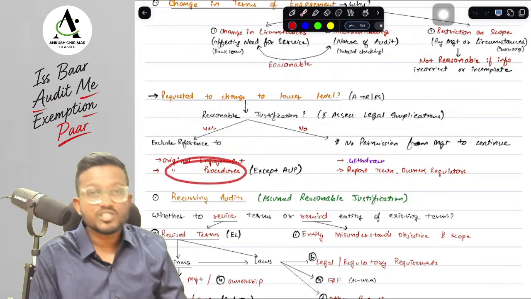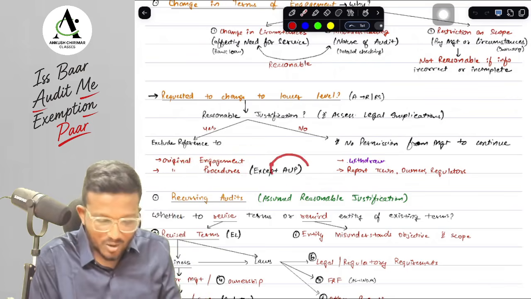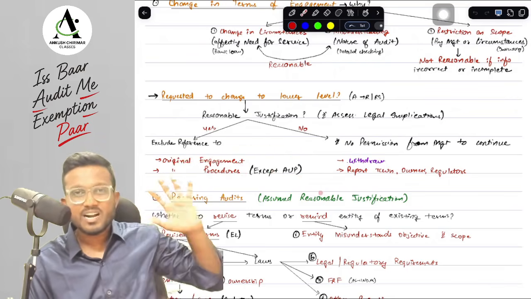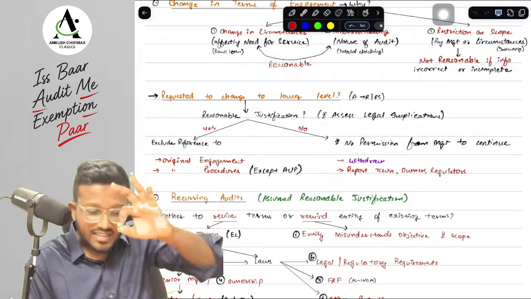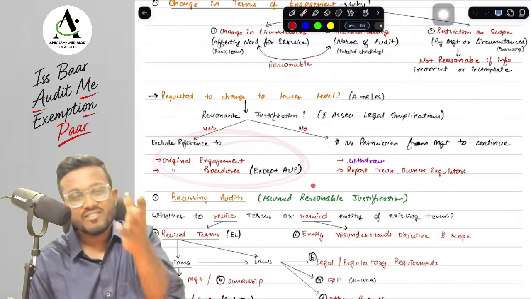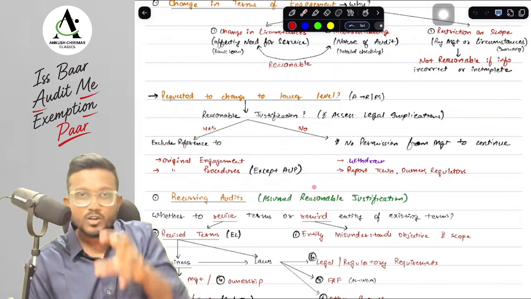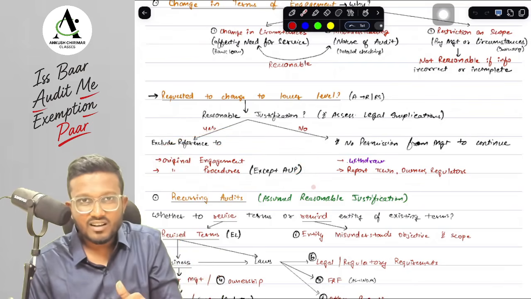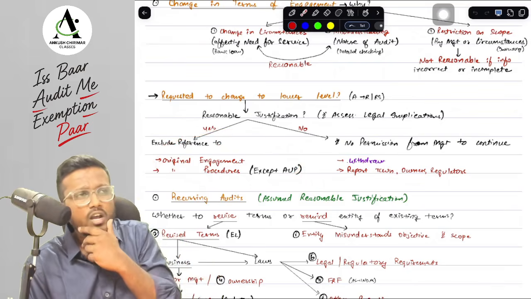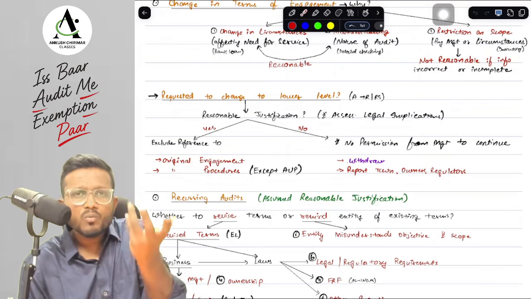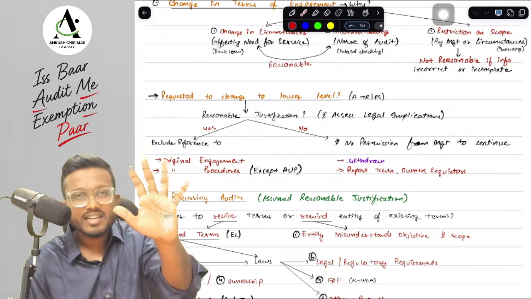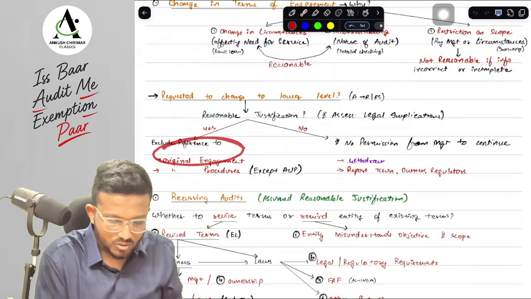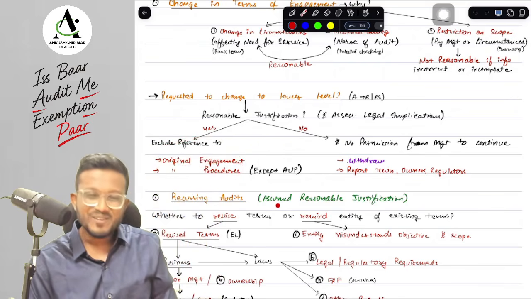I should not refer to the original procedures unless the new engagement is an agreed upon procedure. Why is this done? So that there is no misunderstanding. Otherwise, when your users are reading your report, they will be confused. You are doing 2 months of audit and 10 months of review, what is this? So that the users do not get confused, we do not include any reference to the original engagement and original procedures. Okay, yes sir.